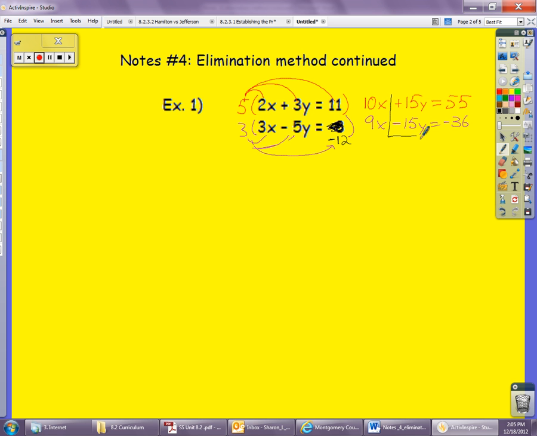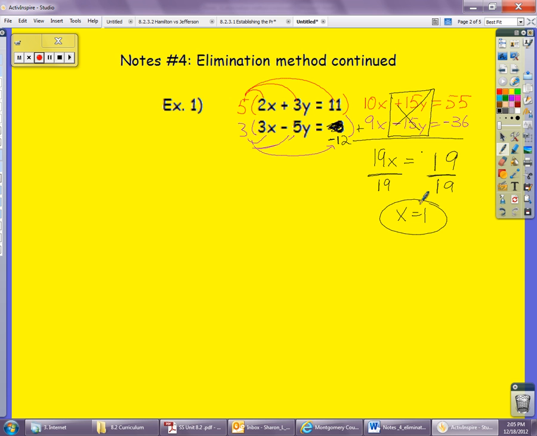Now we can look at this and notice that our y's are both 15. One is positive and one is negative. So we can box these out. So we add our x's. We get 19x equals 55 minus 36, which will give us 19. So 19x equals 19, so we divide each side by 19, and we get x is equal to 1. So now we found our x value.